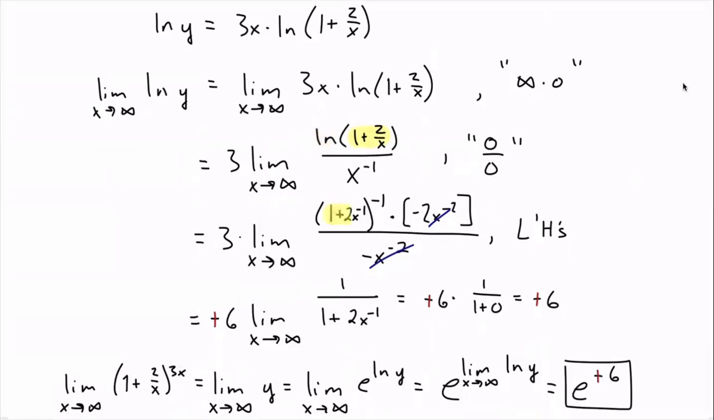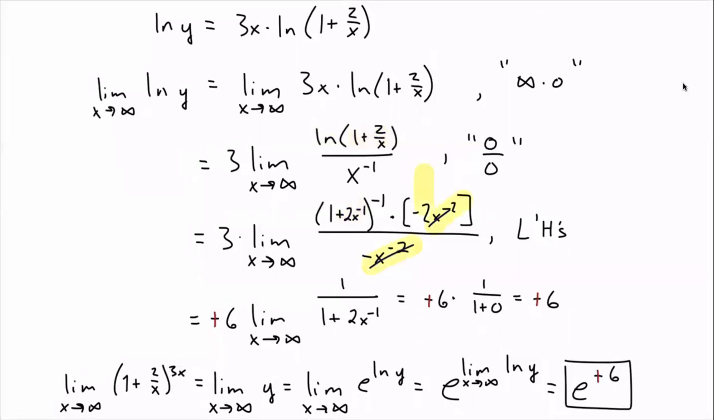Well, this is 1 plus 2x to the negative 1. Its derivative is 0 plus negative 2 times x to the negative 2. So that's negative 2x to the negative 2 for the inner function's derivative. The denominator, x to the negative 1, has derivative negative x to the negative 2. And now we see a cancellation between negative x to the negative 2 and negative 2x to the negative 2.